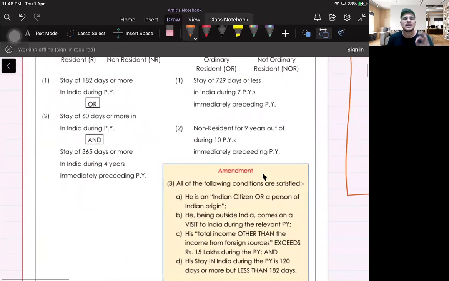Stay of 729 days or less in India during 7 previous years preceding the previous year. Matlab, this is the 8th year. Aur piche ke 7 saal mein, I should be staying in India for 729 days or less. This is your first additional condition.